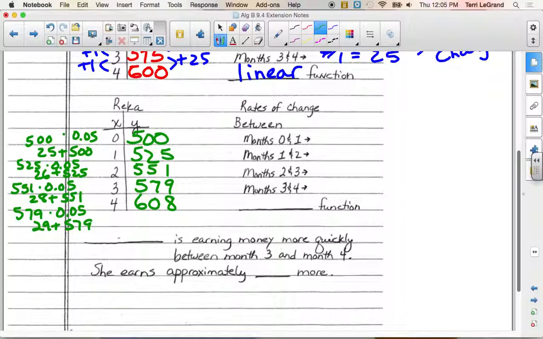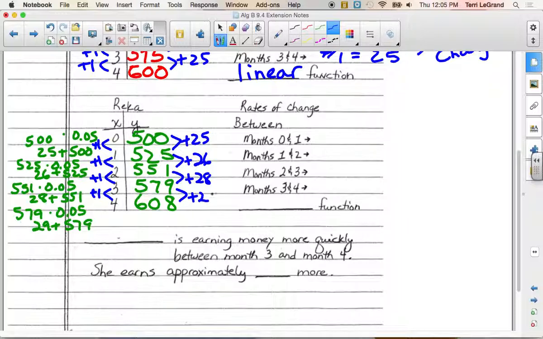Okay, so let's do our, what are the changes in X and the changes in Y? So the X is changed by what? 1, all of them changed by 1. First set of Y's changed by 25. Second changed by 26. Third changes by 28. Fourth changes by 29.